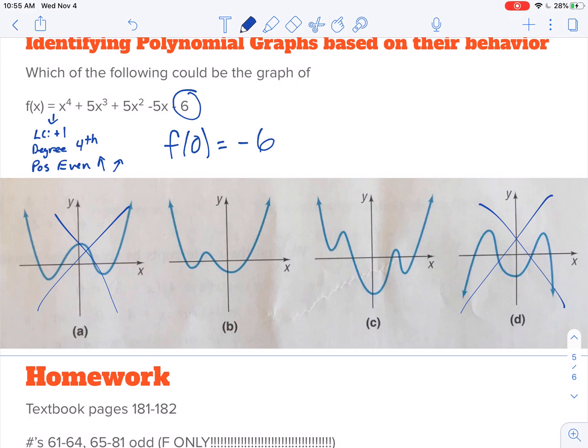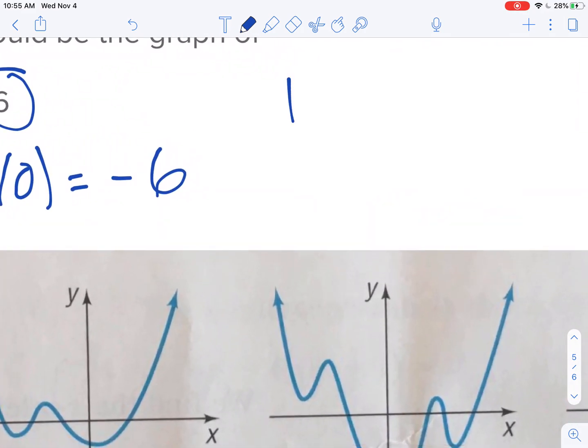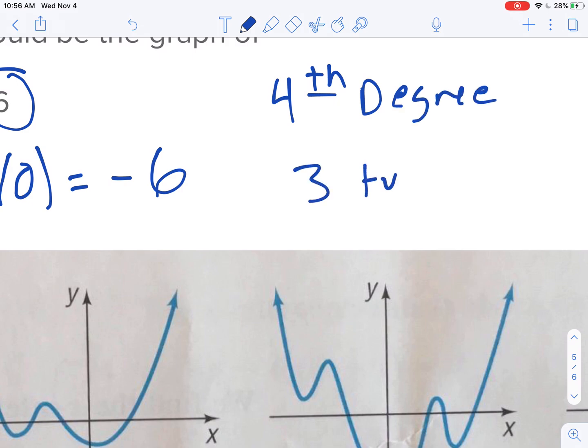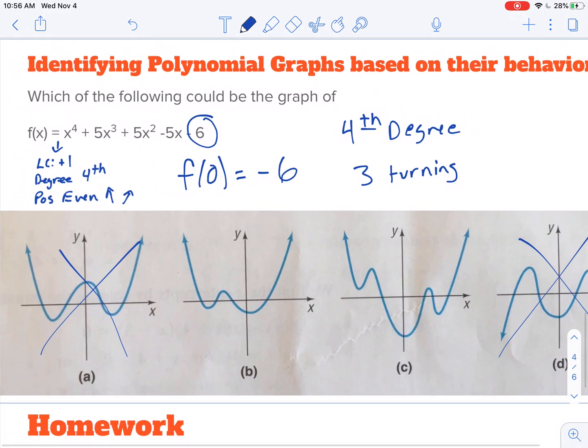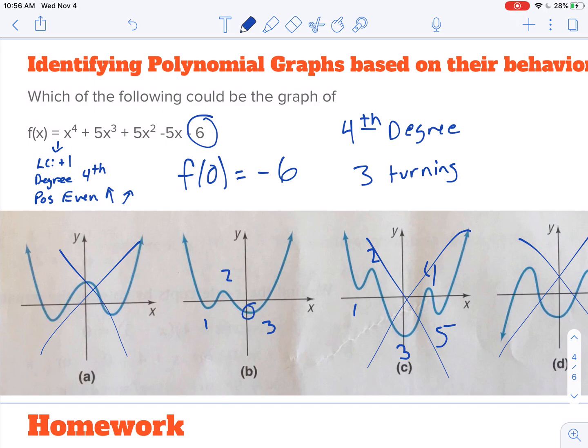And then lastly, I'm going to look at my max number of turning points. I've got a 4th degree, as I've already said. That means at most you have 3 turning points. And since I have at most 3 turning points, that eliminates C because I've got 1, 2, 3, 4, 5 turning points in C. Here I've got 1, 2, 3 turning points, a negative y-intercept, and it's matching up with that positive even. So B is the only graph here which could match up with that function.